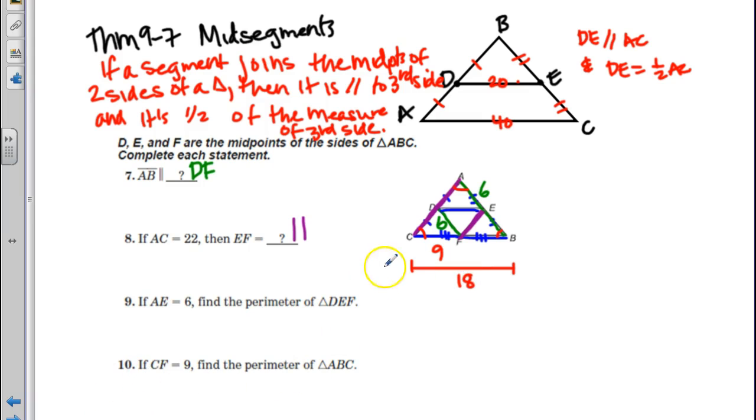I want to see your answer for number 10 as well. So I have 18 for this side. What do we know about all the sides of the triangle?